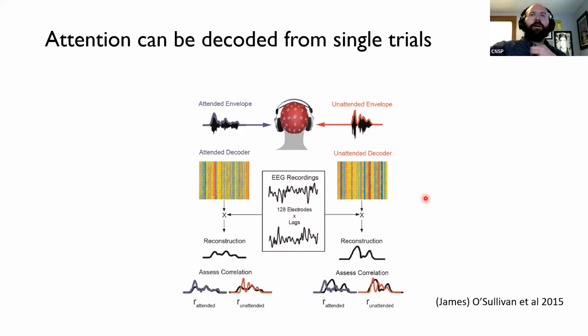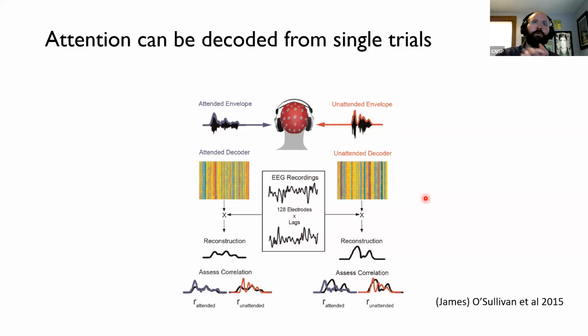One last thing that the MTRF toolbox has been used for quite a bit is attention decoding. This is one of our most cited papers. I think it's about 500 citations at this point. And what people were doing here is they were listening to two stories. One was in the left ear, one was in the right ear. One of the stories was Journey to the Center of the Earth, and the other story was 20,000 Leagues Under the Sea. And on each trial, they were asked to pay attention to one or the other.